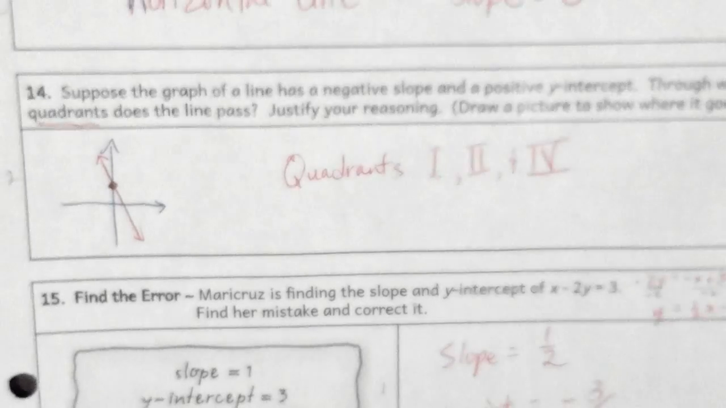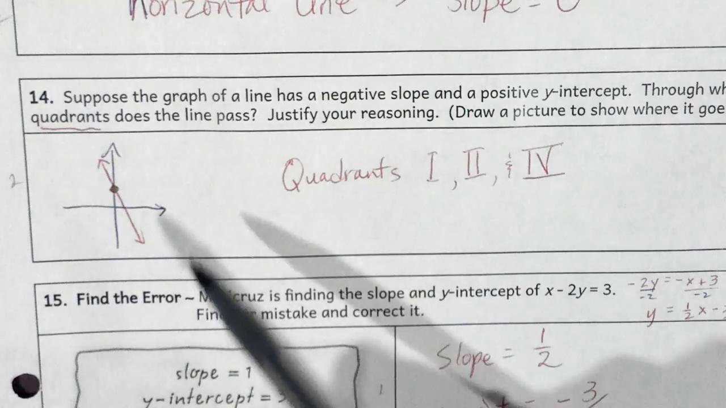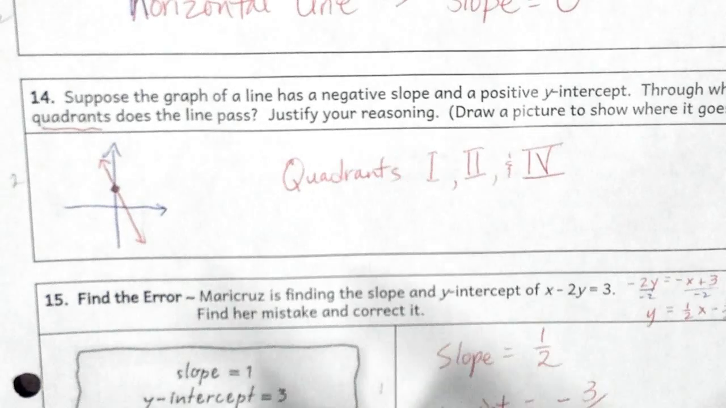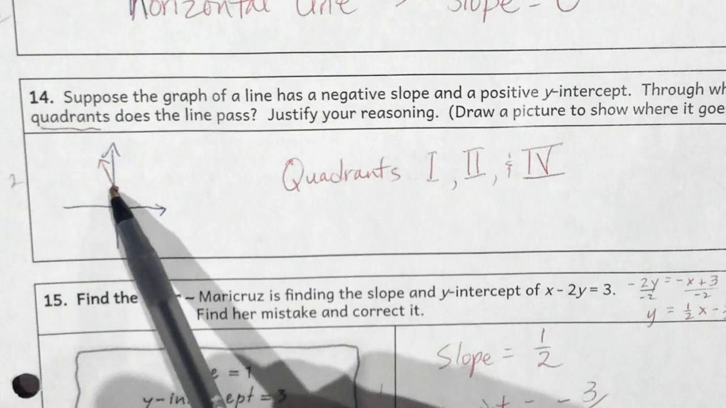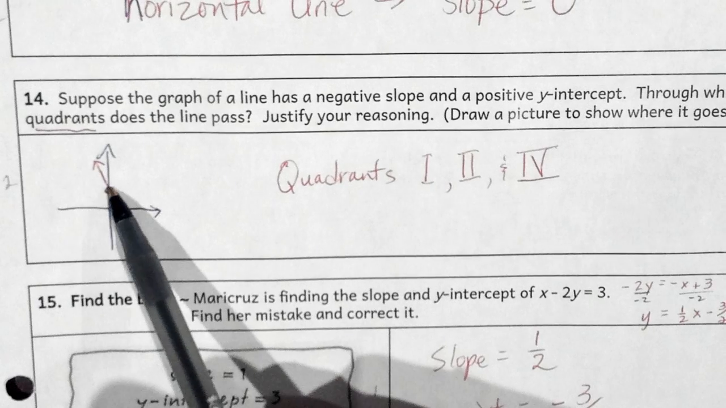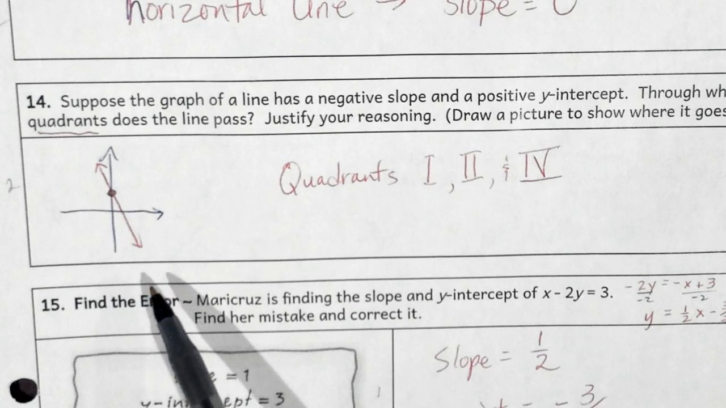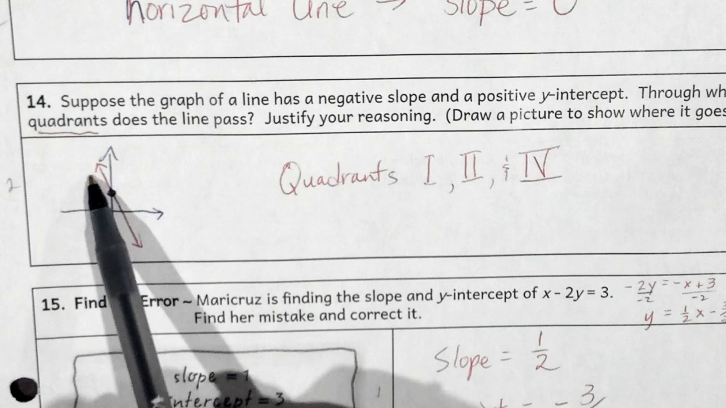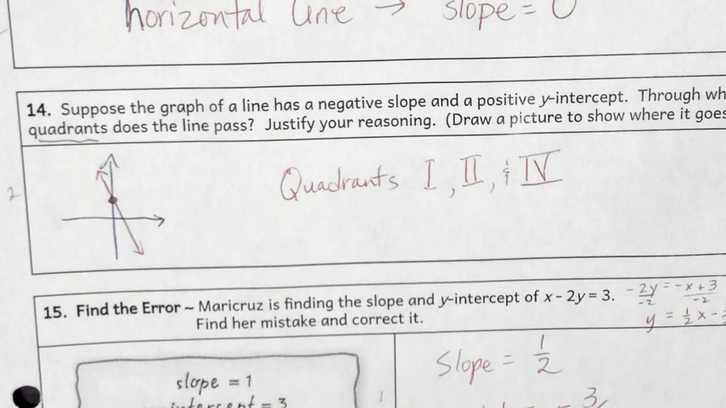14, suppose a graph of a line has a negative slope. Negative means it's going to be going down. Going up would have been a positive slope. Okay, but it has a positive y-intercept. So that means when it crosses, it has to cross above the origin. So I just made a quick sketch here. If you look at it, it goes through quadrant 2, it'll go through quadrant 1, and it'll go through quadrant 4.